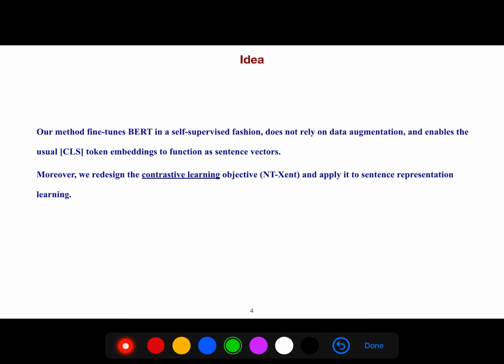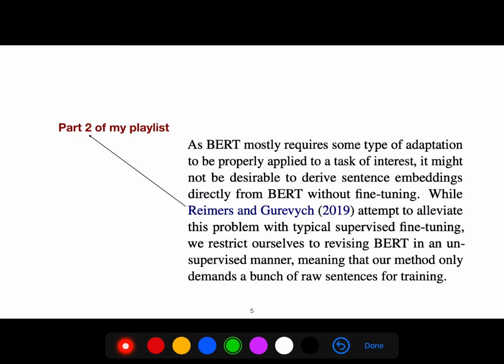Our method fine-tunes BERT in a self-supervised fashion, does not rely on data augmentation, and enables the usual CLS token to function as sentence vectors. We redesign the contrastive learning objective when applied to sentence representation learning. This is part 2 of my playlist.